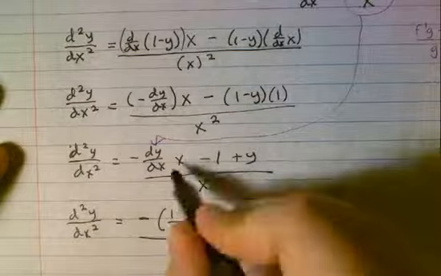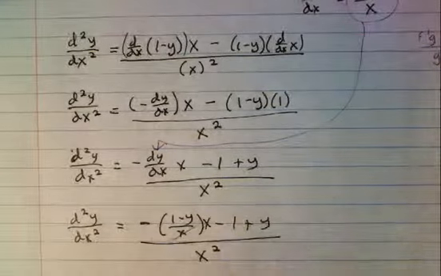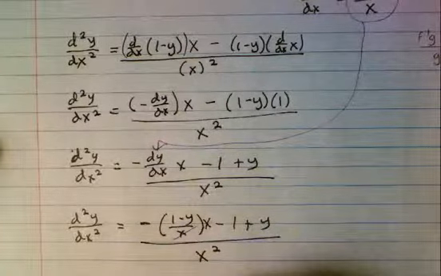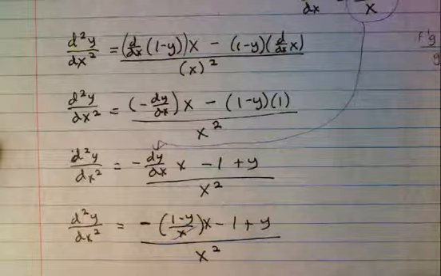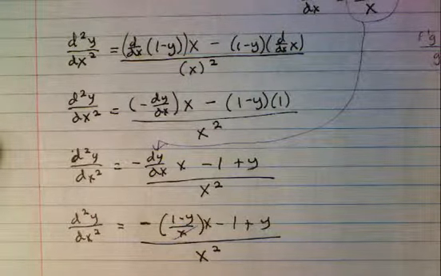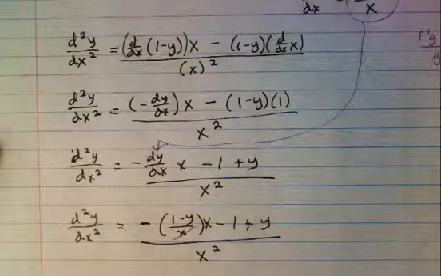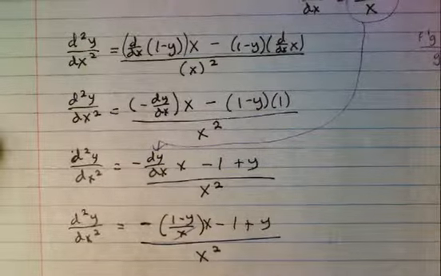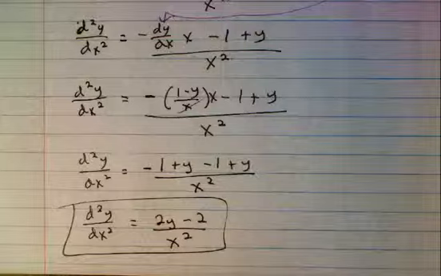Oops, forgot my x. Should be another x right there, because these x's are about to cancel out. Then when we distribute this negative, we've got negative 1 plus y minus 1 plus y over x squared, and the second derivative of y with respect to x both times, and we combine like terms, we have 2y minus 2 over x squared. A lot of work, but there we go, we have our second derivative.